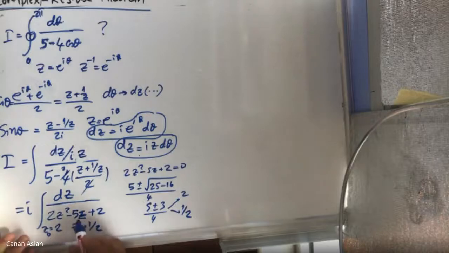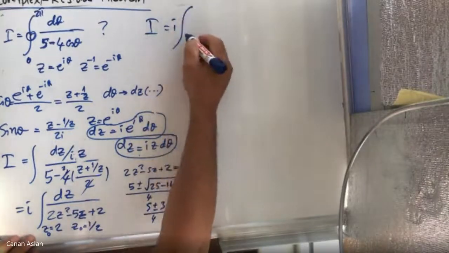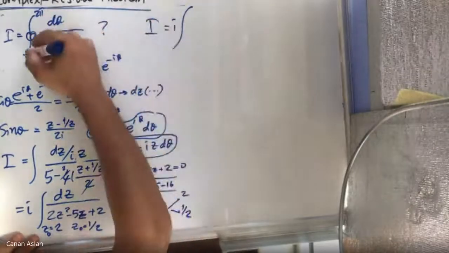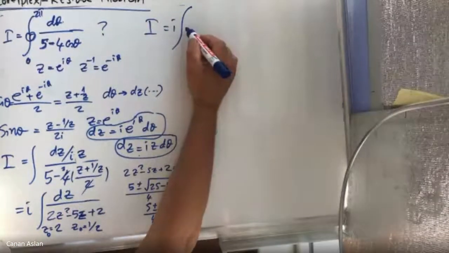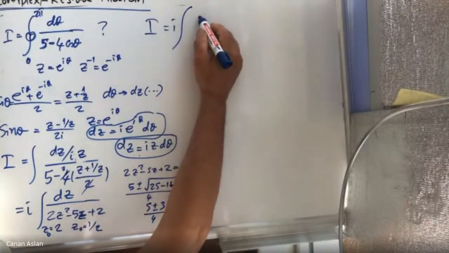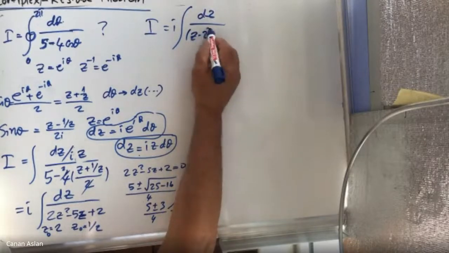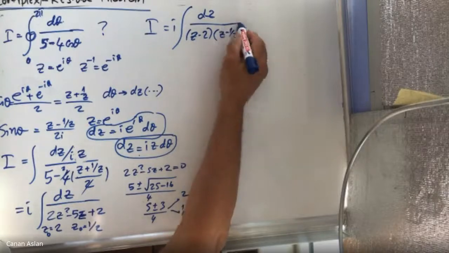So this function can be written as the integral I. Again, I'm not putting the limits intentionally, because the limits from 0 to pi are for the integral only, but now we have dz divided by (z minus 2) times (z minus 1/2). So this is what we have.